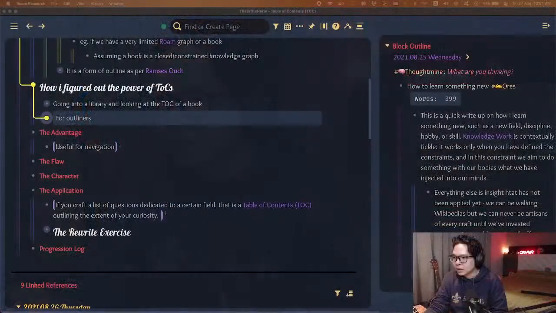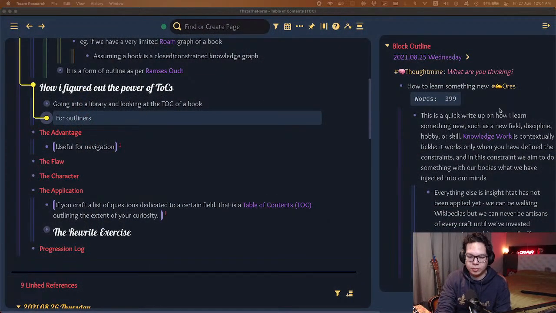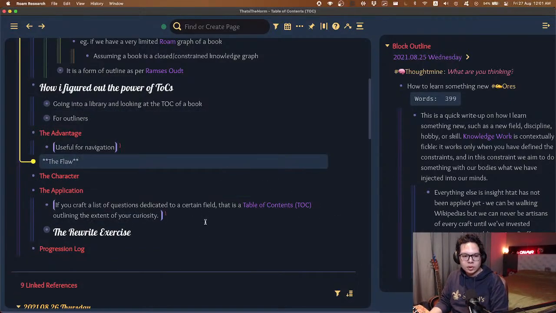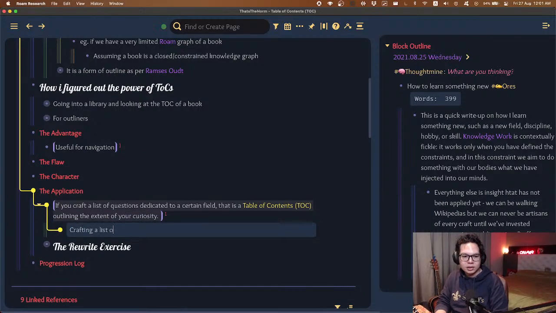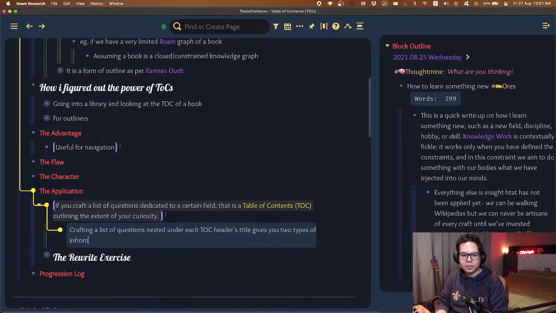And I'm going to switch back to Roam. Put this out of the way for a sec. I'll probably play around with the book itself later on again in a bit. So yeah, I've written it here. Crafting a list of questions nested under gives you two types of information.